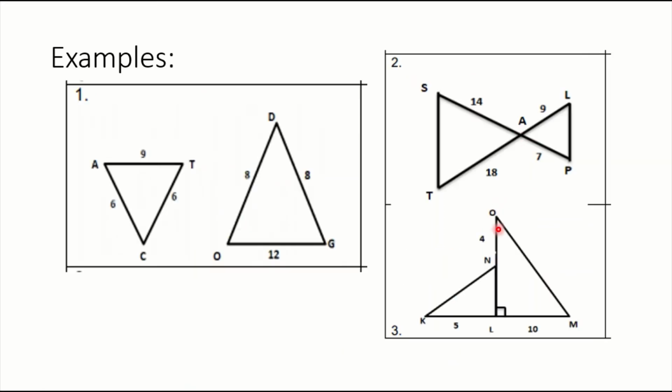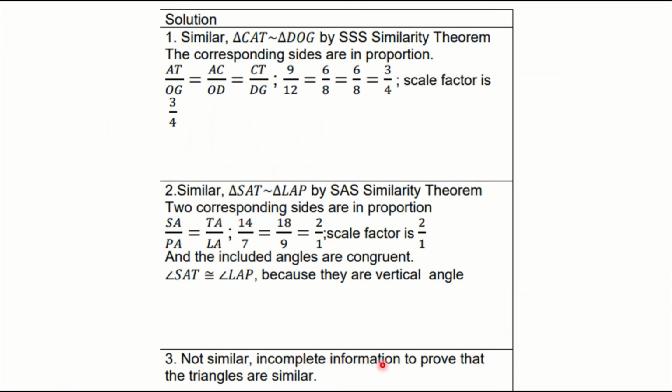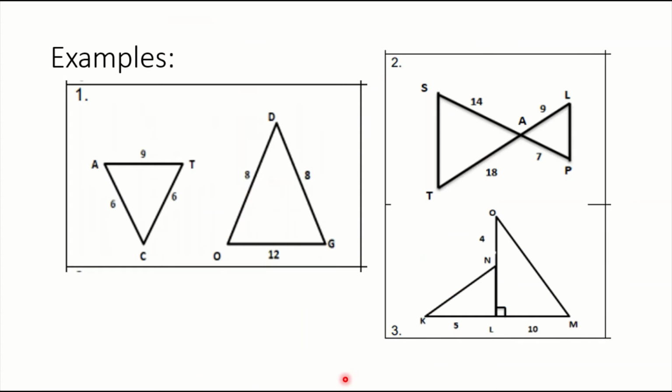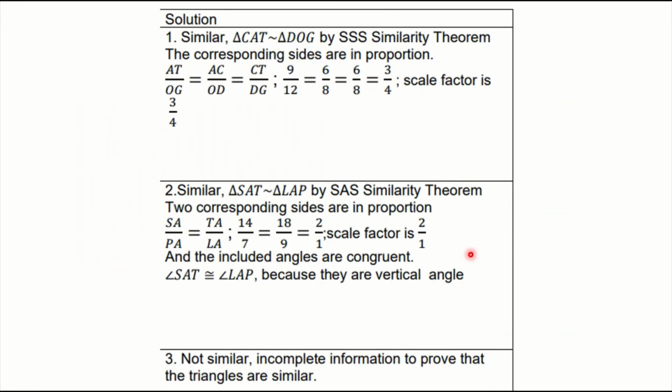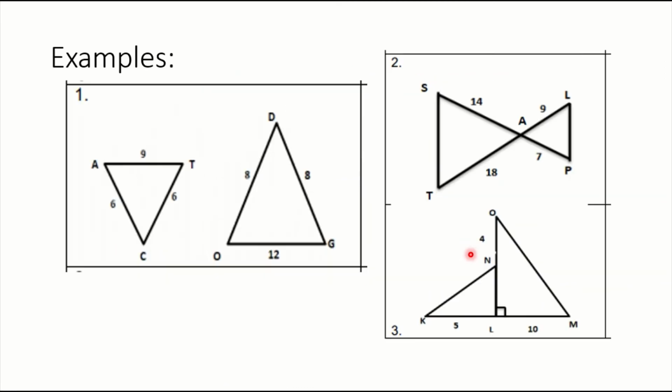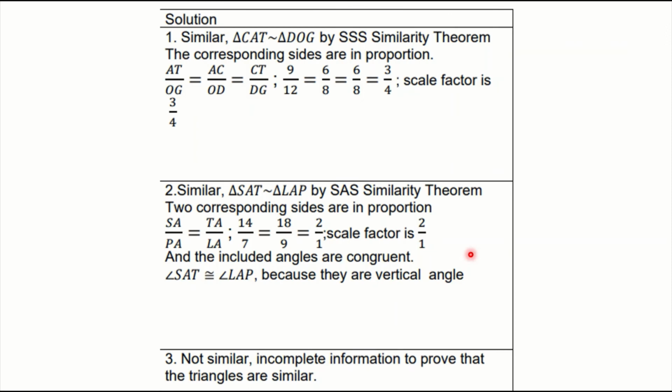How about number 3 example? Meron siyang ON lang, hindi siya OL. Kasi kung OL yan, hanggang dito yon. So, ON is 4, KL is 5, and LM is 10. What do you think? Is it similar or not similar? No, it is not similar because of incomplete information to prove that the triangles are similar. So, isa lang yung angle na pinakita dito, then hindi naman buo yung mga sides. Therefore, we cannot tell if it is similar or not. Or, we can say, rather, that this one is not similar.